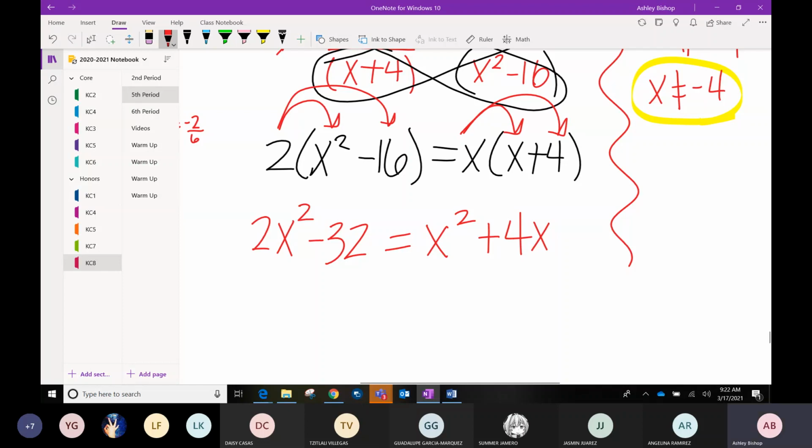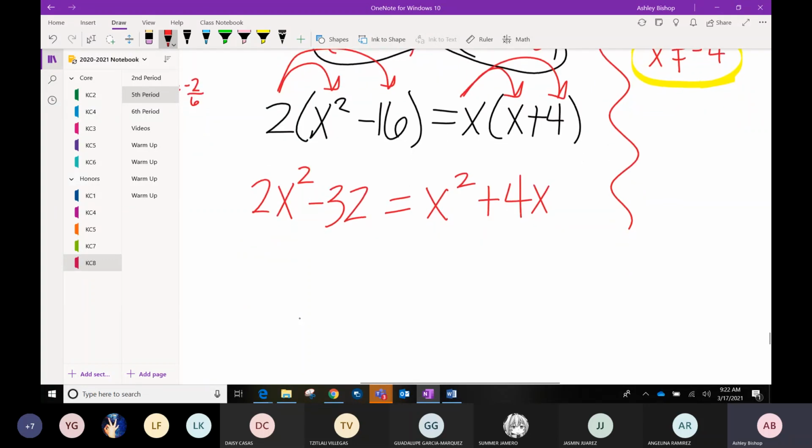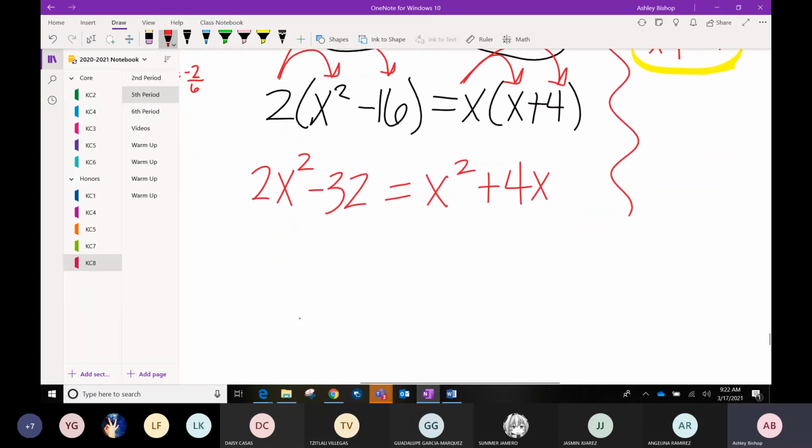Now, I can't get all my x's on one side and all my numbers on the other because I have x squareds. I have three things here: x squareds, x's, and numbers. When you have that, you want to get them all on the same side, and it's going to clean up actually pretty nicely. So when you have a problem like this, get everything on the same side. I'm going to bring everything over to this side. In order to do that, I'm going to subtract x squared.